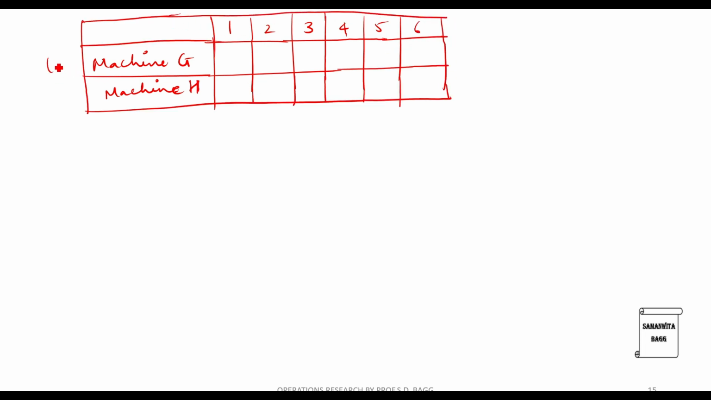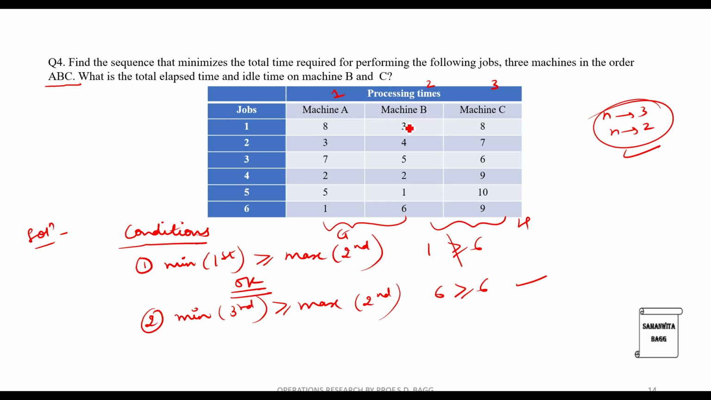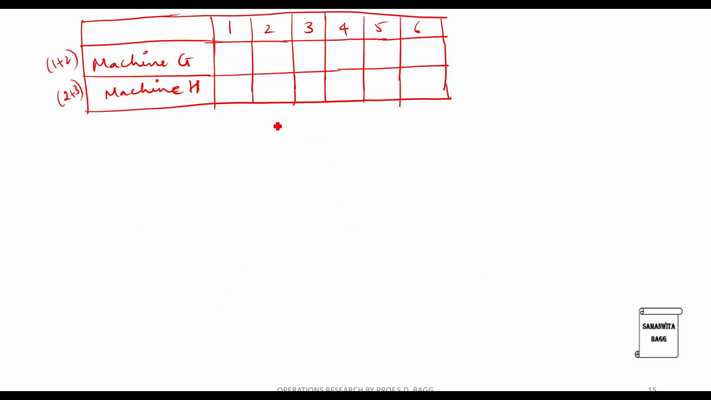So this is summation of 1 and 2. This is summation of 2 and 3. So let's add 1 and 2. This is 11. This will be 7. And accordingly we'll add. So I'll write down the values. This is 11, 7, 12, 4, 6, 7. This is 11, 11, 11, 11, 11, and this is 15.